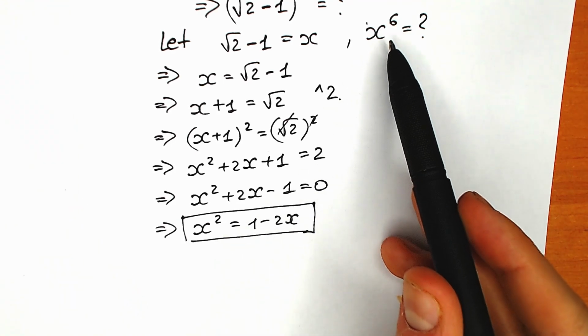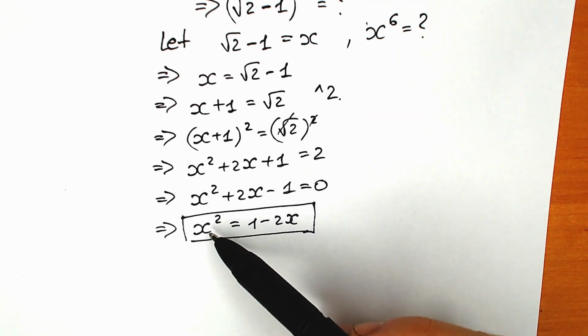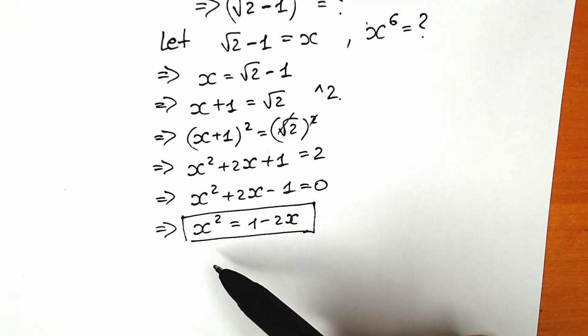Right now, how can we find x to the power 6? When we raise this one time to the power 2, we have x to the 4th power, so we're getting closer and closer to power 6.